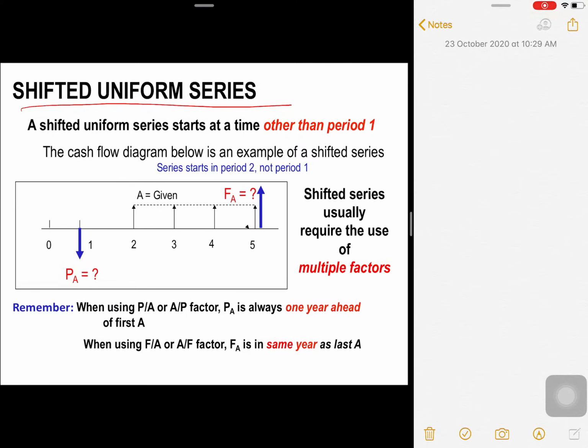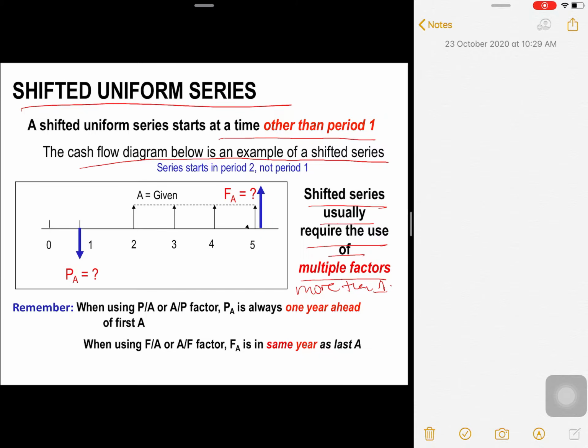So we have here an example of a shifted uniform series. Why is it shifted? It doesn't start at number 1. It starts at number 2, or it could start at other numbers as well. For this example, we start at number 2. So the cash flow diagram below is an example of a shifted series. Shifted series usually require the use of multiple factors. So we not only use one factor, we use more than one.